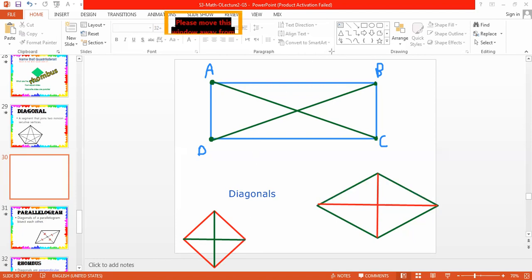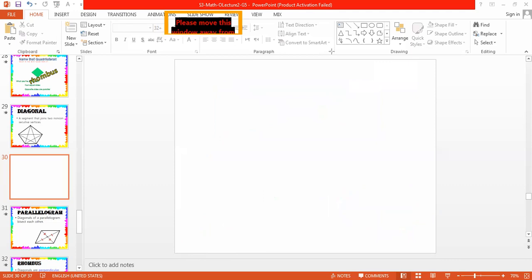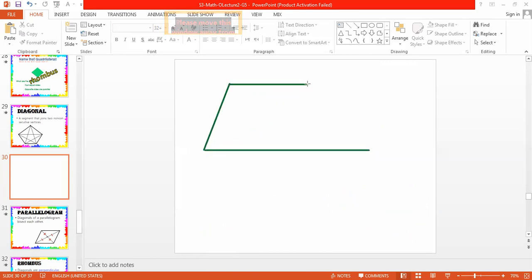Also, I'm going to draw a trapezoid. This is a line, and this is a line. They are parallel to each other, and I'm going to join this one with this one. This is a trapezoid, right? Yes. Just a second, I need to do something.